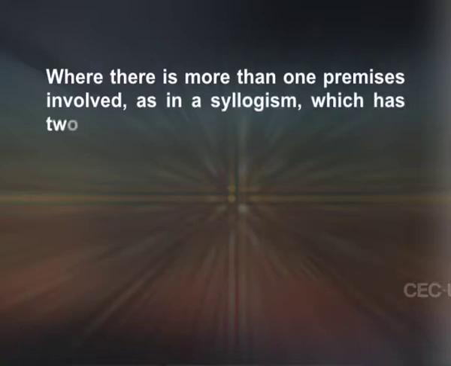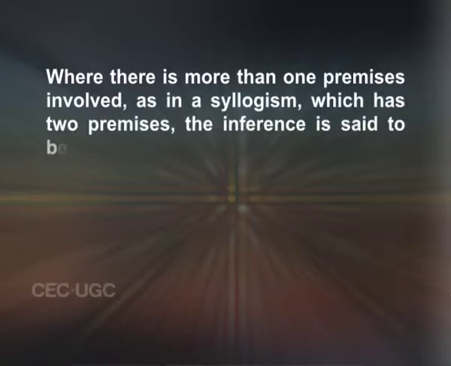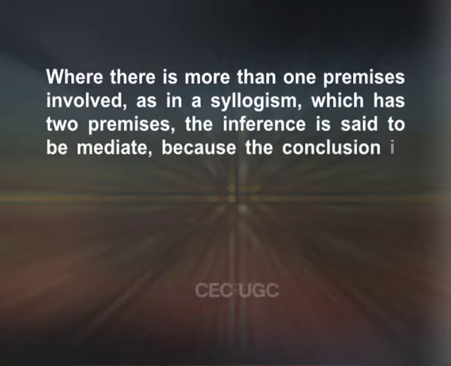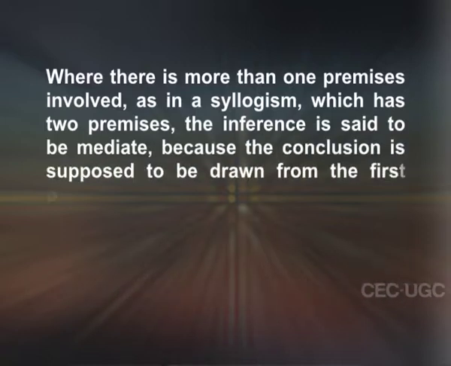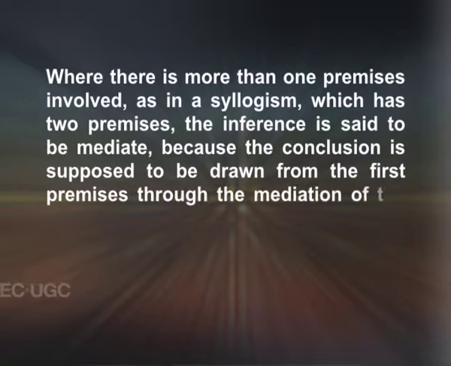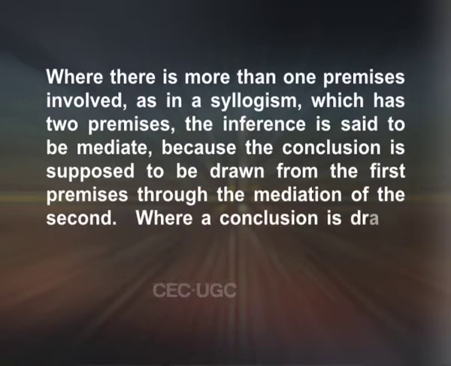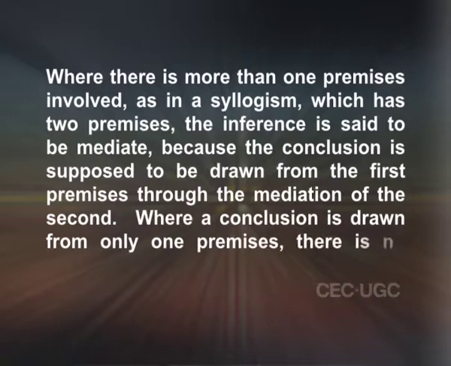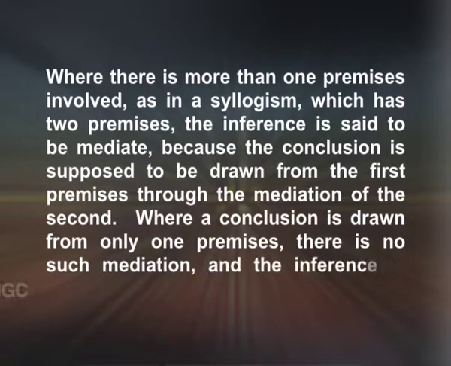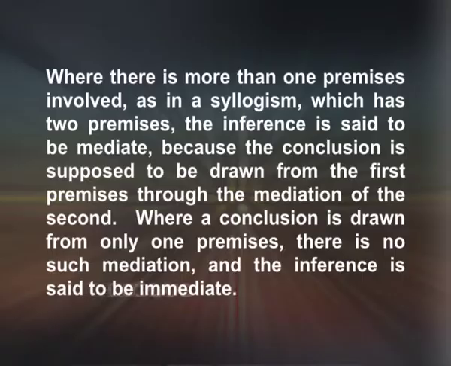Where there is more than one premise involved, as in a syllogism which has two premises, the inference is said to be mediate, because the conclusion is supposed to be drawn from the first premise through the mediation of the second. Where a conclusion is drawn from only one premise, there is no such mediation and the inference is said to be immediate. The immediate inference based on the traditional square of opposition may be listed as follows.